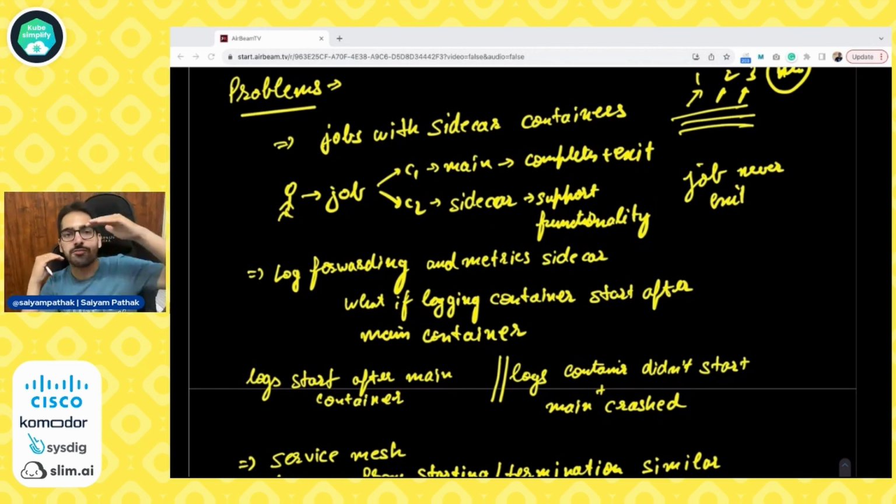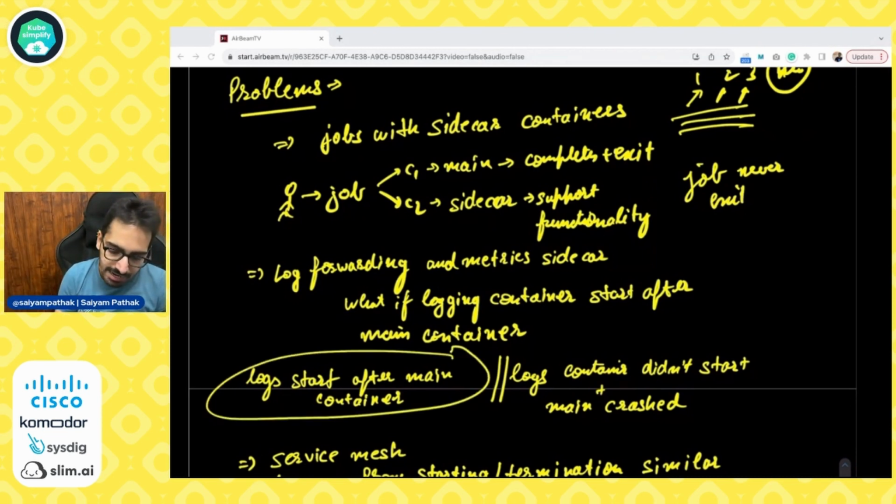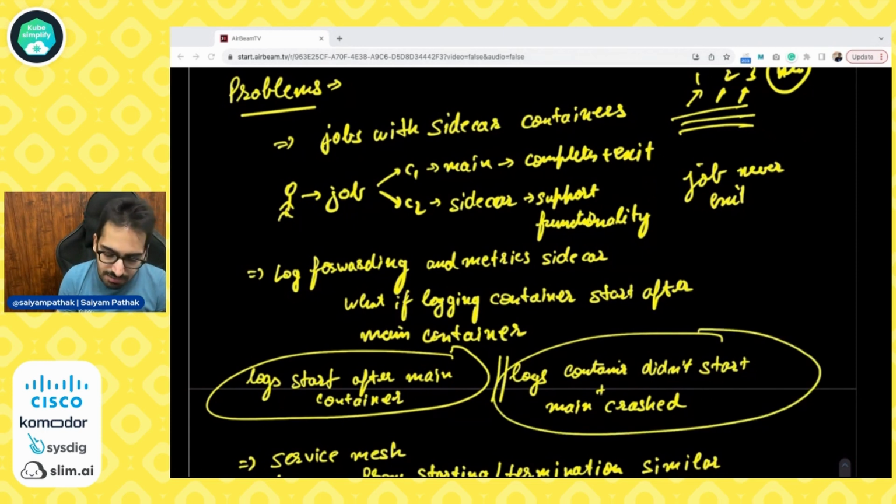Because you were not able to define any sequence, because there is no concept where you can define sequence for multi-container pods. So logs starting after the main container, and the logs container didn't start and the main container crashed. Now these two can be very tricky scenarios over here.